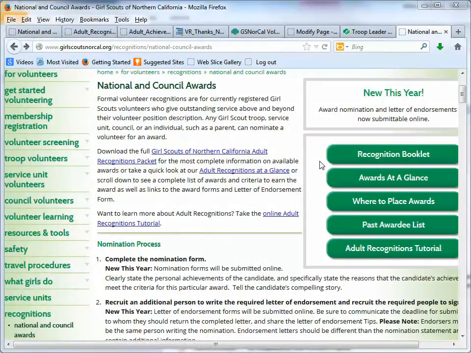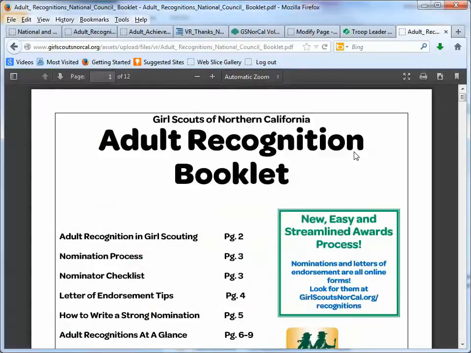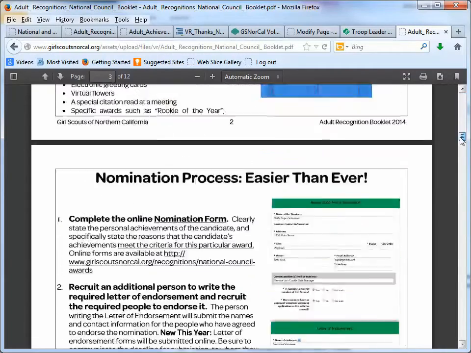We recommend that you download the recognition booklet before you get started. The adult recognition booklet is full of great information to help you with the recognition process. There is a nominator checklist on page 3, as well as letter of endorsement tips on page 4, and how to rate a strong nomination on page 5. Let's take a quick look at that.